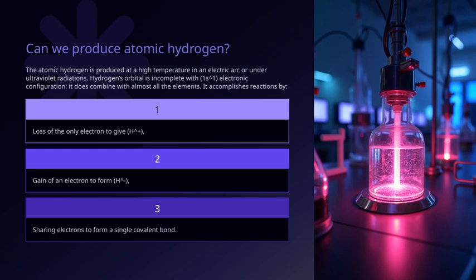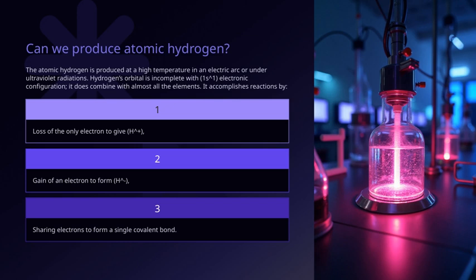Conversely, it can lose its only electron to become H+, a proton. These processes are often observed when hydrogen is produced at high temperatures, such as in an electric arc or under ultraviolet radiation. Because hydrogen's orbital is only half filled, it's very reactive and can combine with nearly all elements. This makes hydrogen incredibly versatile in chemical reactions.